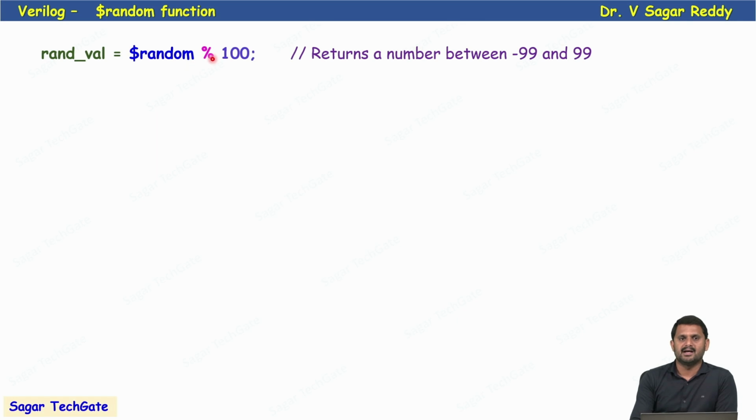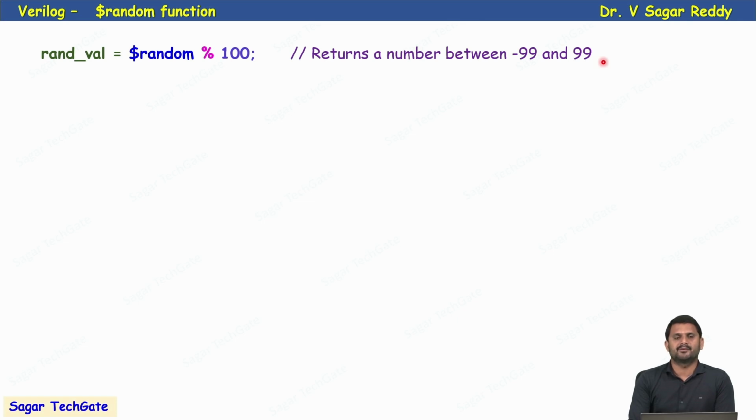If I use a modulus 100, then 299 modulus 100 always returns the remainder. So 299 modulus 100 returns 99. For example, 300 returns 0. If $random generates 301, then 301 modulus 100 means 1. So if I use this modulus 100, then I generate minus 99 to plus 99 only.